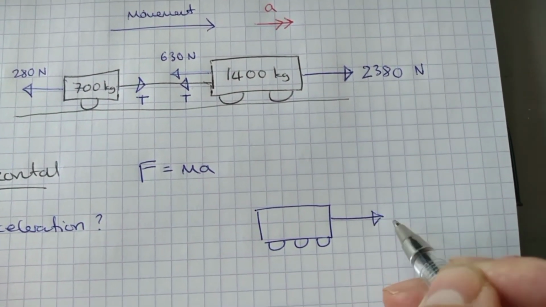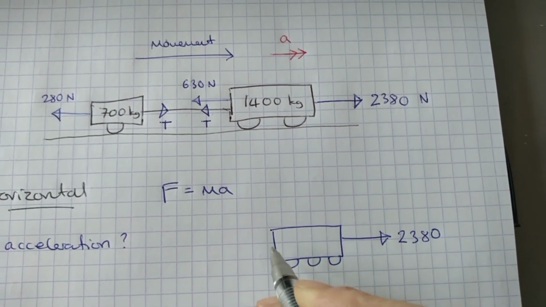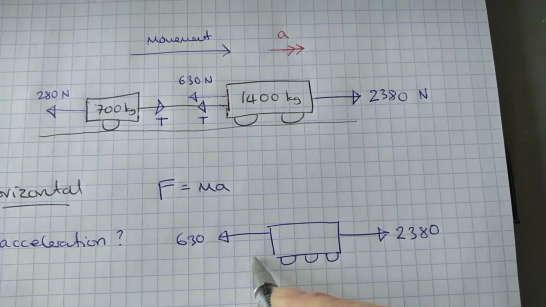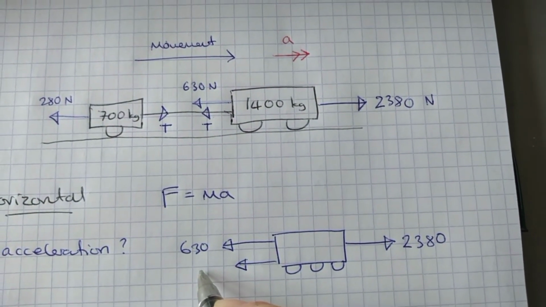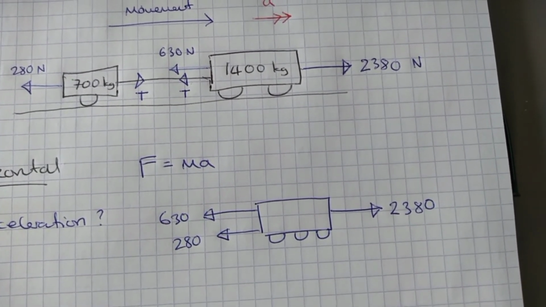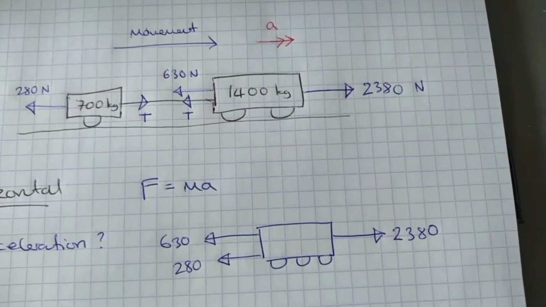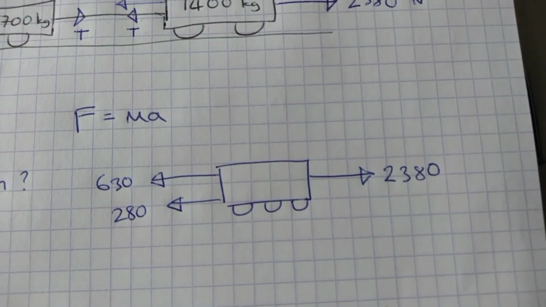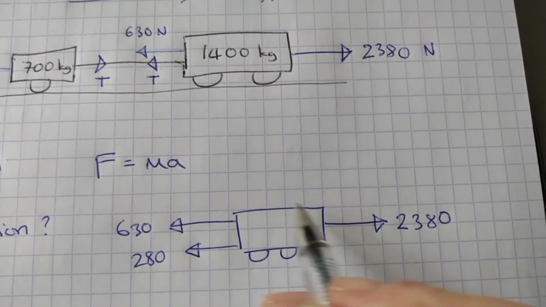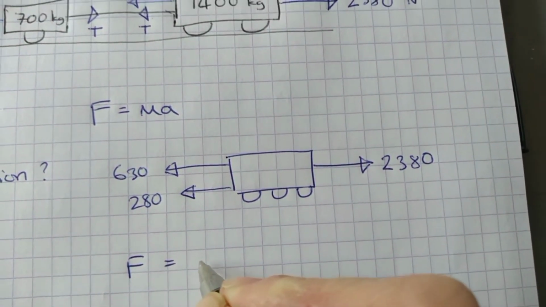So the forces on this are 2,380 forwards, and the forces that are holding it back are the 630 from the car and the 280 from the trailer. So this is our force diagram. The tensions, because they work in opposite directions, cancel each other out. So that's what I need to do F equals ma with. And so I know what force I've got. So F equals ma for this.